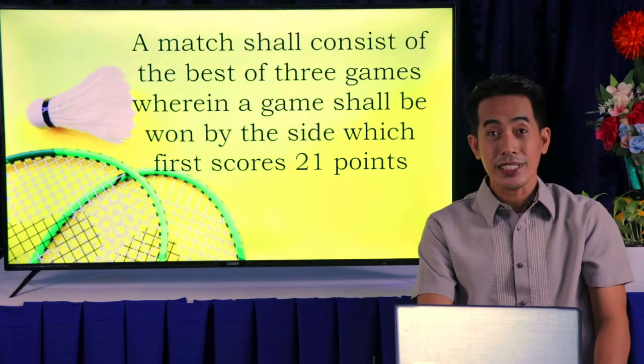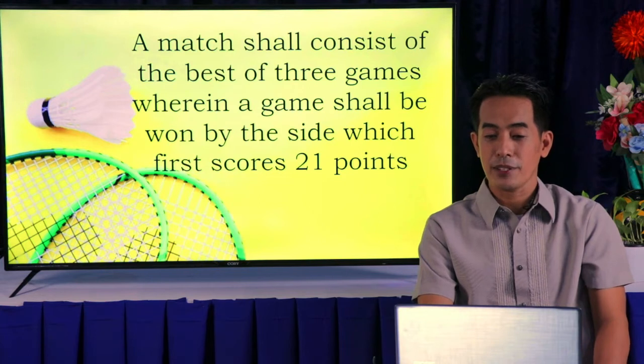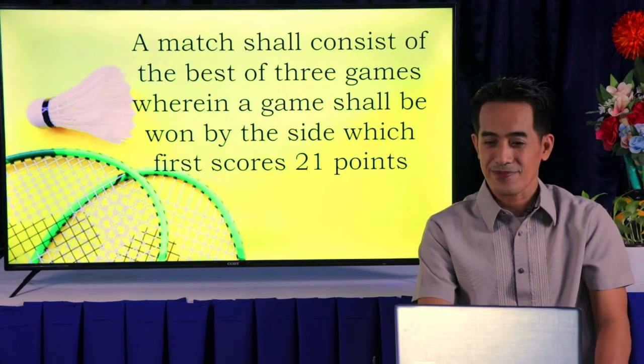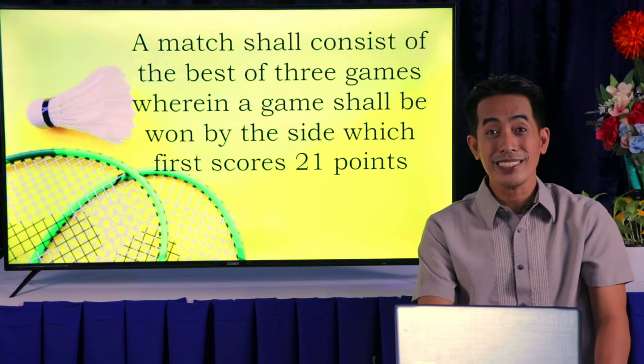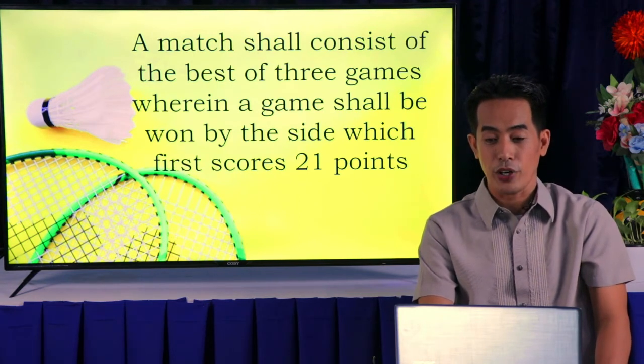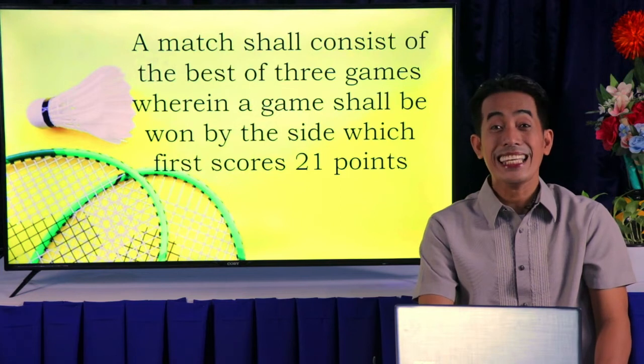A match shall consist of the best of three games, wherein a game shall be won by the side which scores 21 points. If the score becomes 20 all, the side which gains a 2-point lead first shall win the game. If the score becomes 29 all, the side or player that scores 30 points shall win the game. The side winning the game shall serve first in the next game.